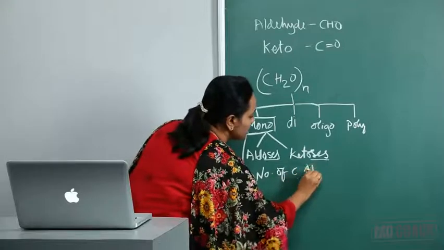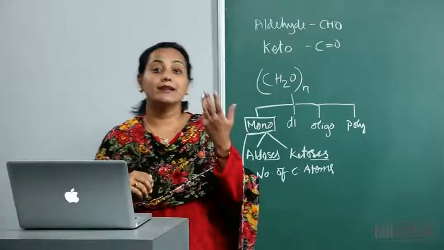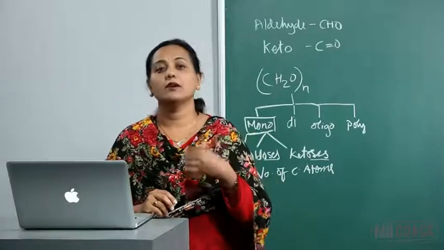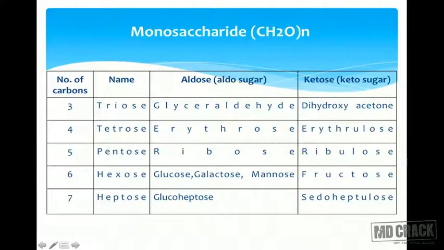How many carbon atoms does each molecule contain? So if it has 3 carbons, we call it a triose. If it has 4, we call it a tetrose. Now here I am having a table. We will have a look at the table which tells you the different types of monosaccharides that can be there. Now we will look at the number of carbon atoms. If there are 3, you call it a triose.